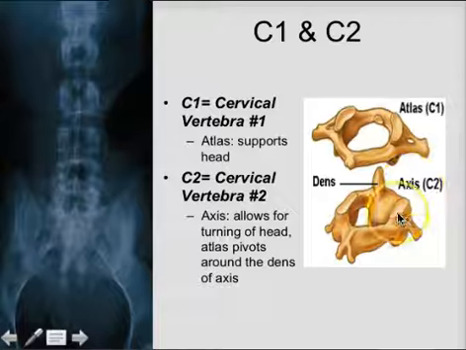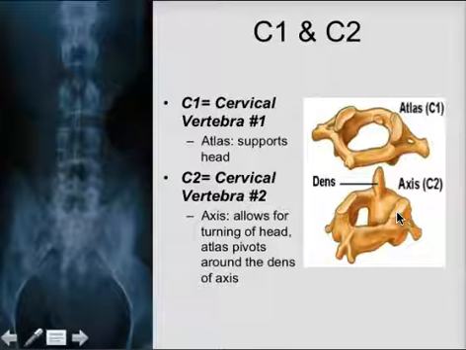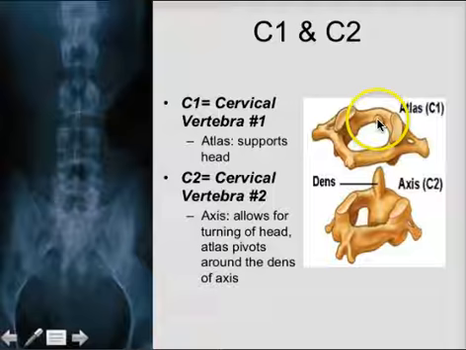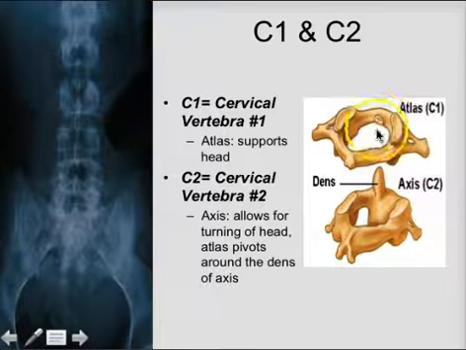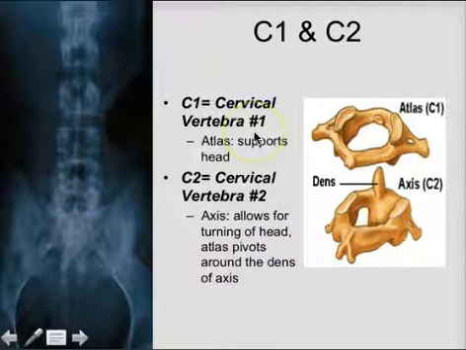C2 itself is called the axis because this allows the head to rotate. Actually, the atlas holding the skull rotates left and right on the axis, and this dens portion comes up and presses right against this facet here on the atlas. So C1, the atlas, cervical vertebrae number 1, gets a special name, atlas. C2, cervical vertebrae number 2, gets a special name also, the axis. Atlas holds the skull, sits on the axis. It can turn left and right on the axis. So axis for turning, atlas for holding your skull up.